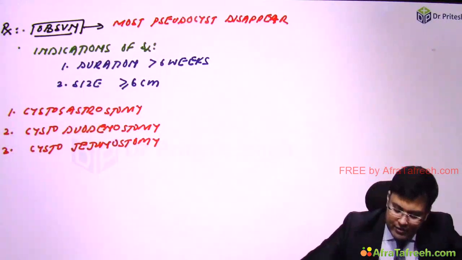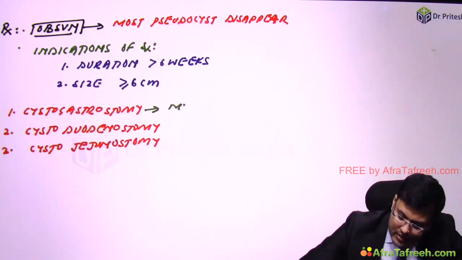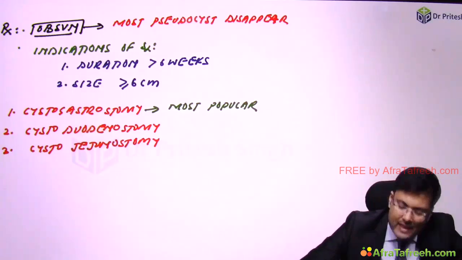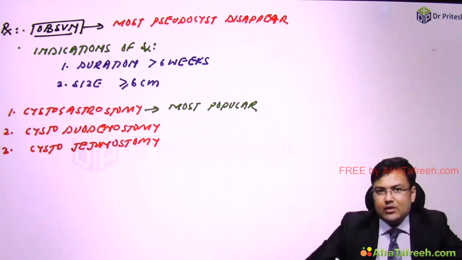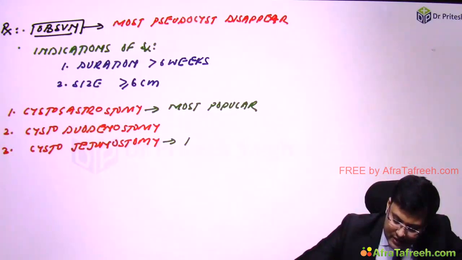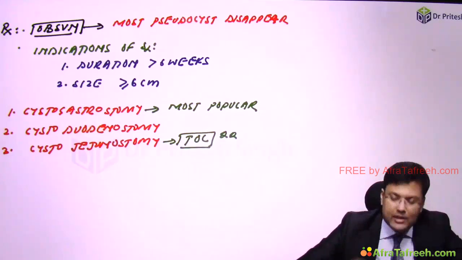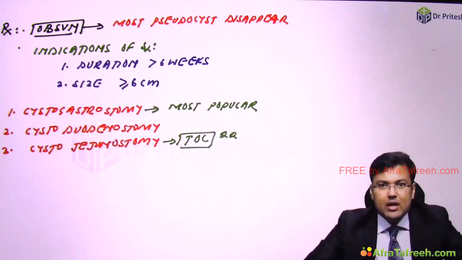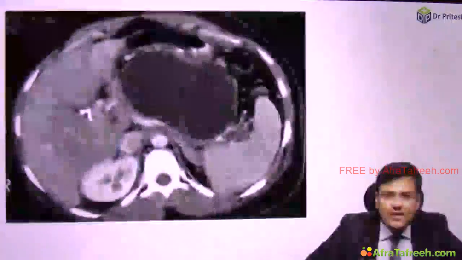Two questions are asked. Out of these three, which one is the most popular and easy to perform? The most popular and easy to perform is the cystogastrostomy. And which one is the treatment of choice? The treatment of choice is cystojejunostomy. Why? Have a look. Now see this CT again.